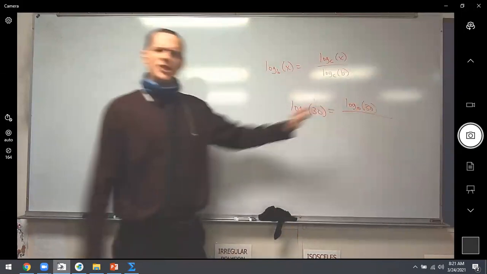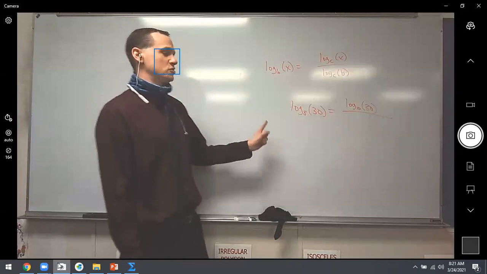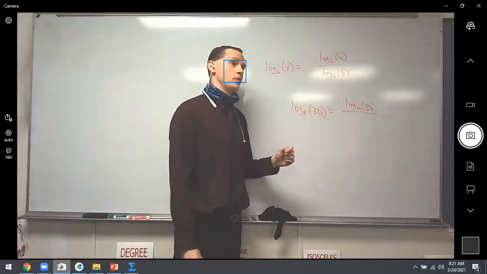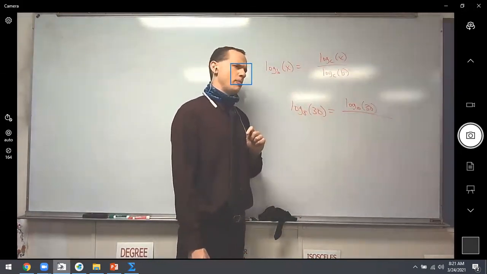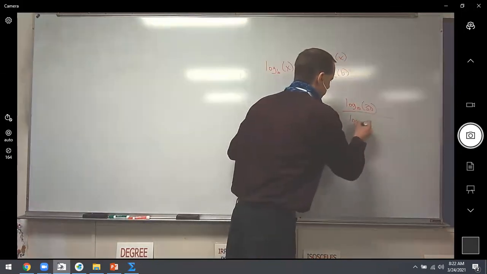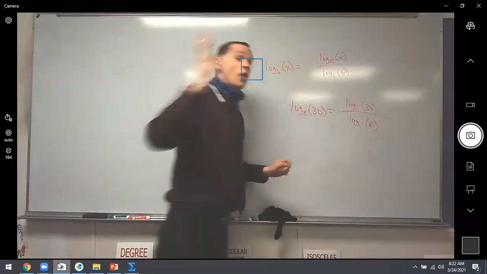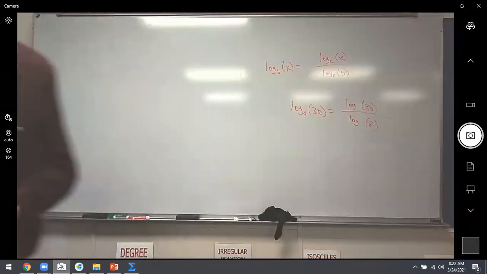of 30. Do I need to write the 10, by the way? No, I don't need to. I'm just emphasizing that I'm changing it to base 10. You could just write log if you wanted to. On the bottom, what am I going to write? Log base 10 of 8. Yeah, that's it. And like you said, you don't really need the 10s. If you want to write the 10s, go ahead. It doesn't hurt anything to write that the base is 10, but you don't need to.